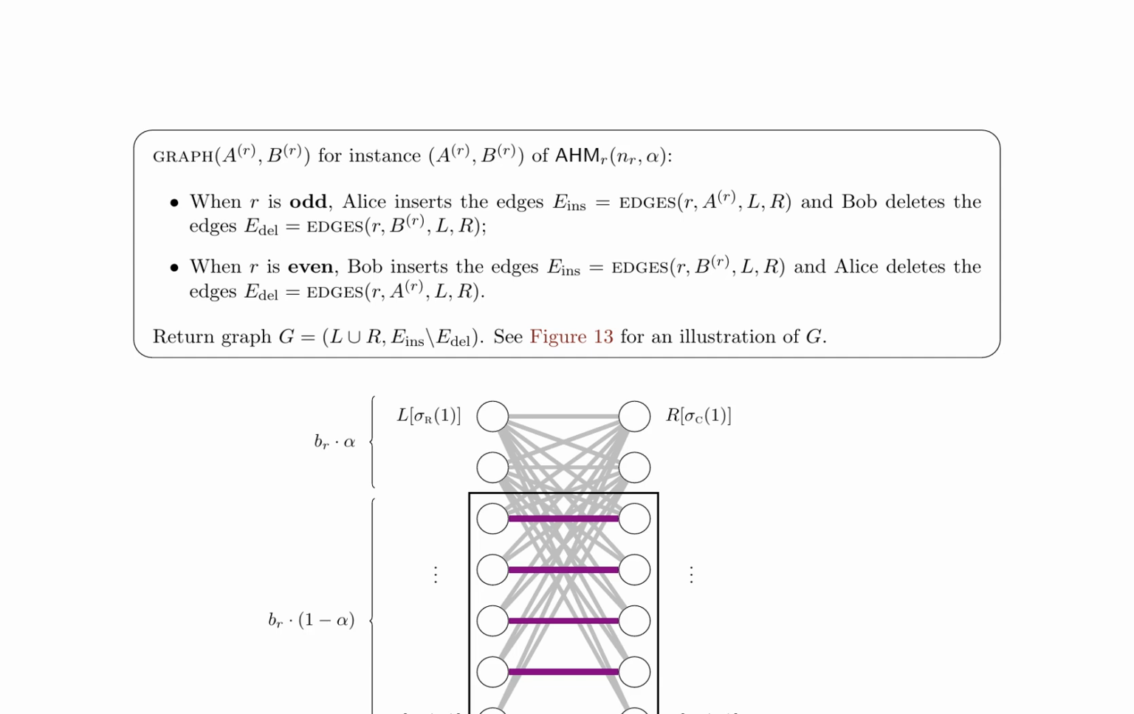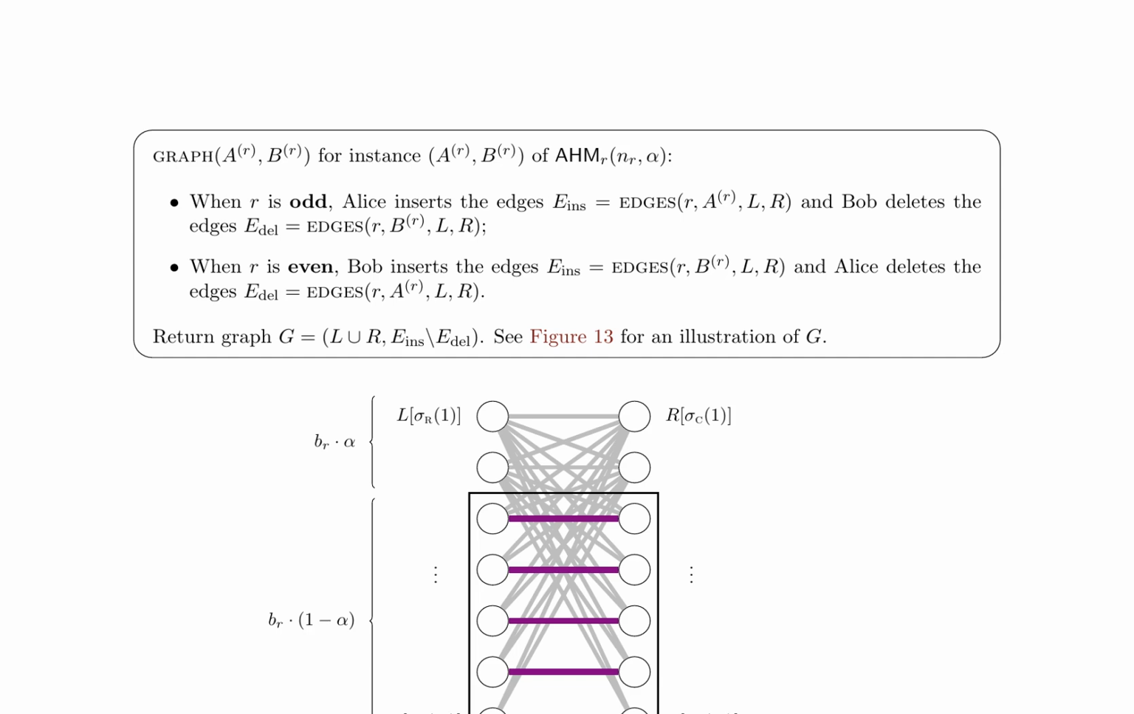The construction of the graph G = (L ∪ R, E_ins ∪ E_del) = Graph(A_r, B_r) is presented for an instance (A_r, B_r) of AHM_{n,r,alpha}. The graph is constructed by inserting and deleting edges based on the parity of r.